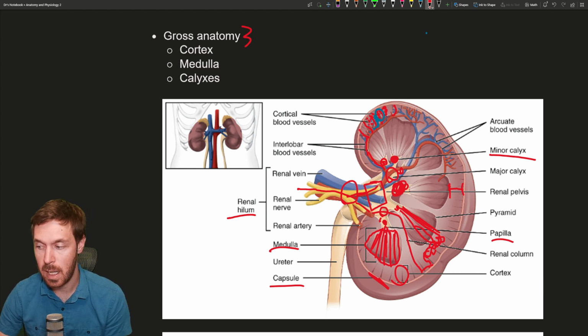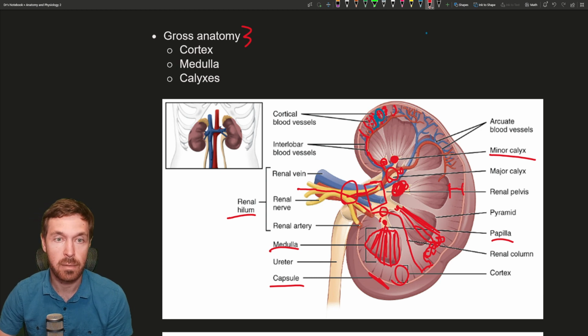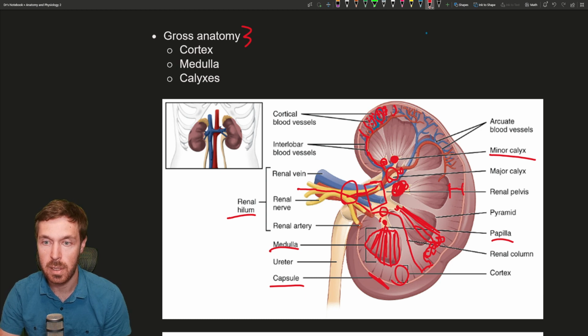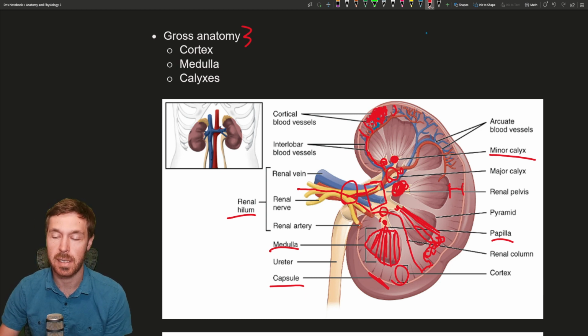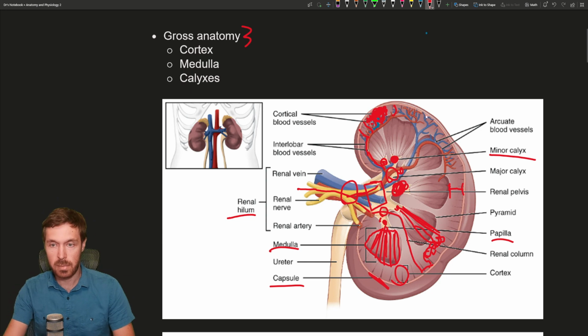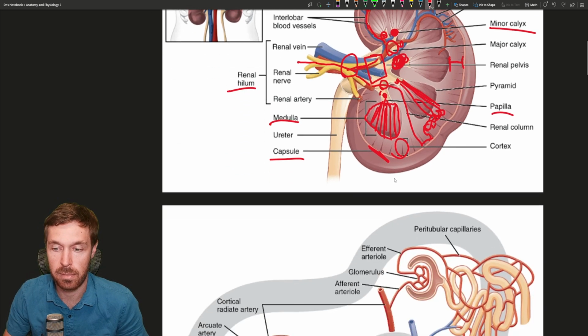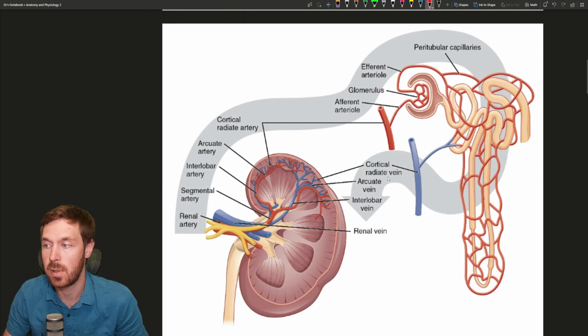That is just a general overview of the cortex, these medullary pyramids, and these calyxes for the pathway blood takes coming through. But what we're really going to be focused on here is what happens in this cortex, because besides the collecting ducts coming down through, that's where most of this magic happens.